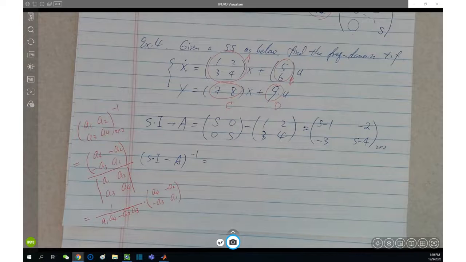And this is the kind of formula we can use to calculate the 2 by 2 matrix inverse. Okay, the easiest case. It's not a formula that could be applied on any other dimensions. Be very careful on this.